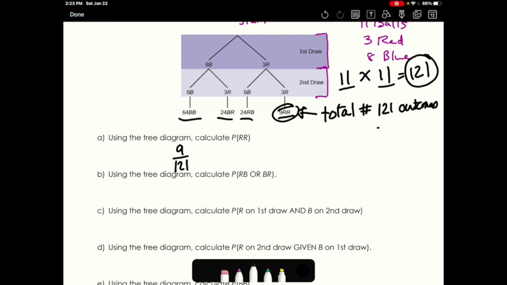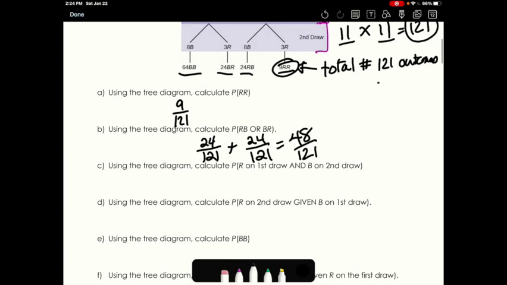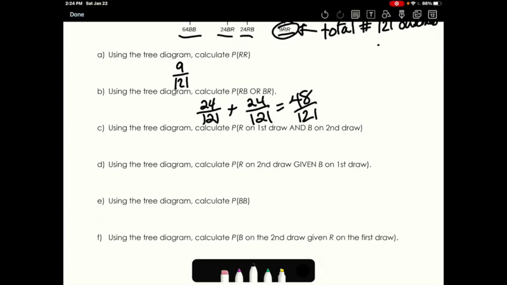Okay, using the tree diagram, we're going to calculate the probability of getting a red and then a blue, or a blue and then a red. If we get a red and then a blue, we had 24 opportunities for that out of 121 for the total. Then if we look at getting a blue and then a red, we still had 24 opportunities out of 121. So when we add that up, that gives us a probability of 48 out of 121.